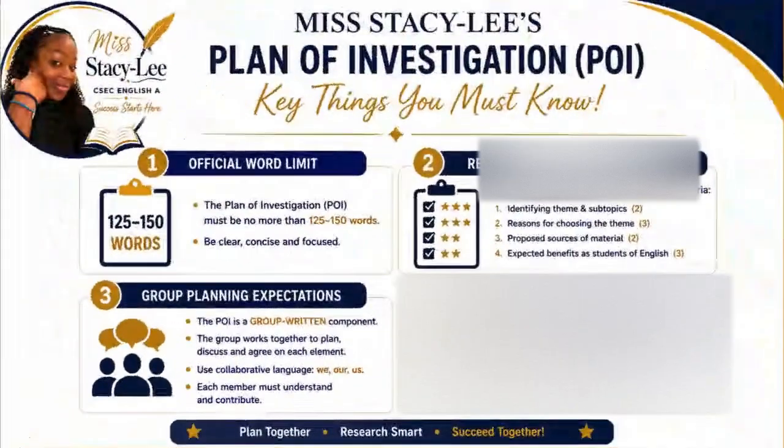The plan of investigation should be between 125 and 150 words. That means each sentence must have a purpose. A strong POI is clear, focused, and concise. It doesn't waste words. Later in this series, I'll teach you exactly how to write a Band 1 plan of investigation that aligns with the revised rubric.